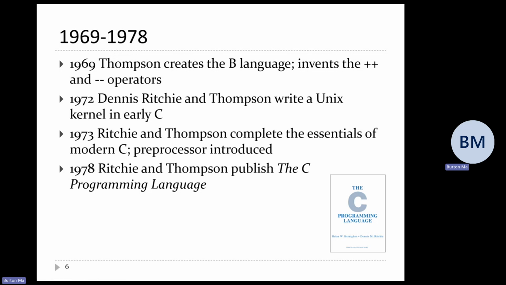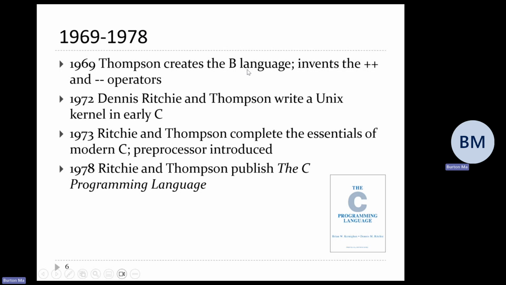So he makes surprisingly fast progress over a relatively small number of years. Right? Remember, he's got no programming language. He's got no operating system. Right? So in the process, he creates this language called B. And in that language, he invents the operators plus plus and minus minus that you know from Java. Right? So that's where those two operators came from.